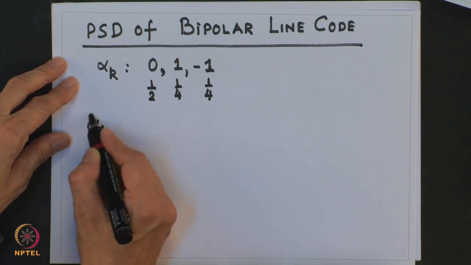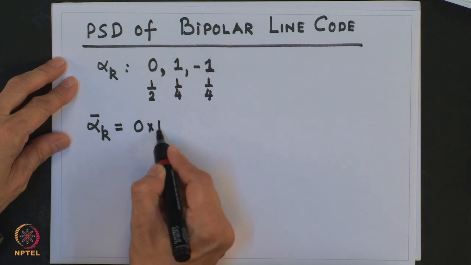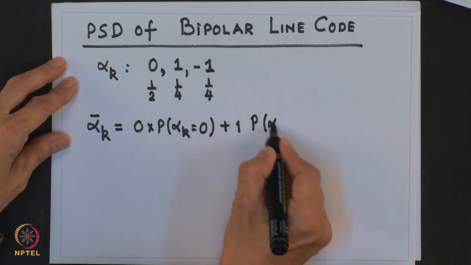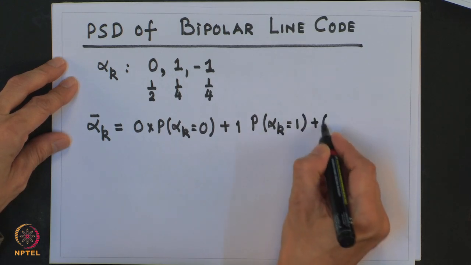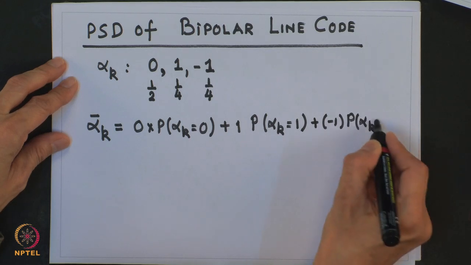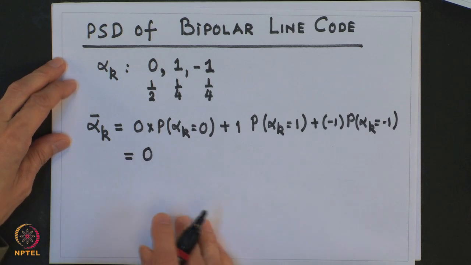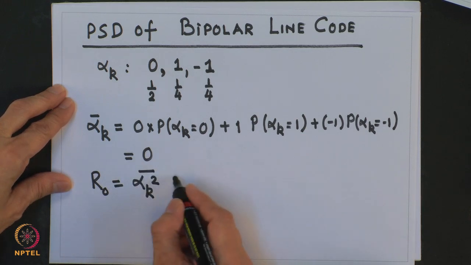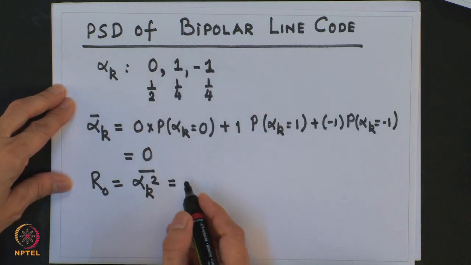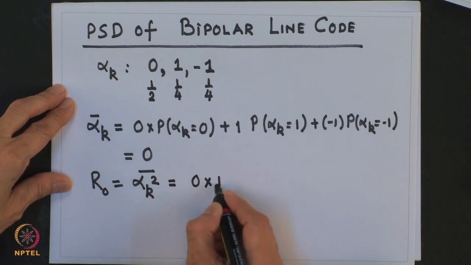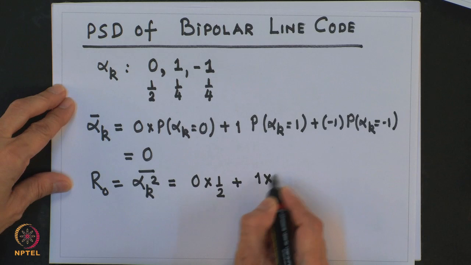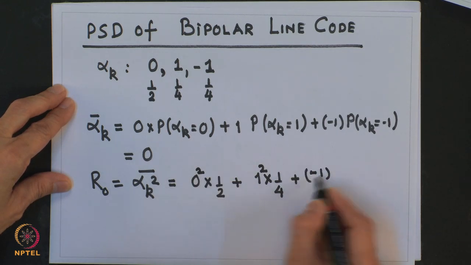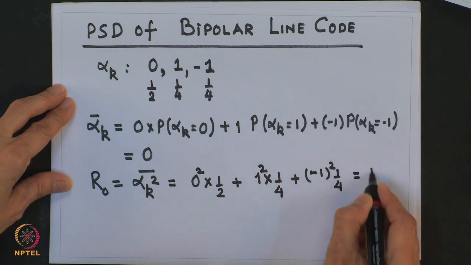Let's again evaluate the average value for this. This would be equal to 0 multiplied by probability of alpha k equal to 0, plus 1 times probability of alpha k equal to 1, and minus 1 times probability of alpha k equal to minus 1. This turns out to be 0. Your R0, which is nothing but the average of alpha k squared, is easy to see: 0 multiplied by half, plus 1 multiplied by 1/4, plus minus 1 squared multiplied by 1/4. And this would be equal to half.